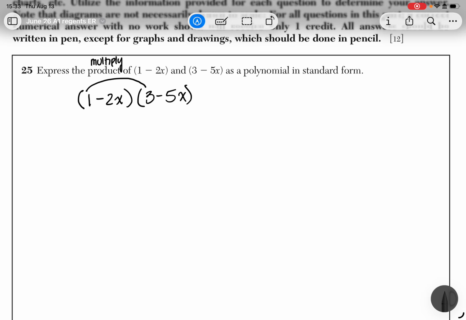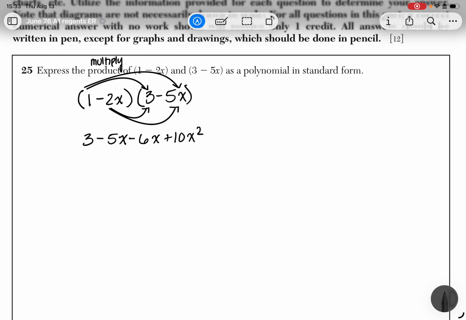So we're going to multiply 1 times 3. Then we're going to multiply 1 times negative 5x. Then negative 2x times 3. And then negative 2x times negative 5x. So 1 times 3 is 3. 1 times negative 5x is negative 5x. Negative 2x times 3 is negative 6x. And then negative 2x times negative 5x is positive 10x squared.